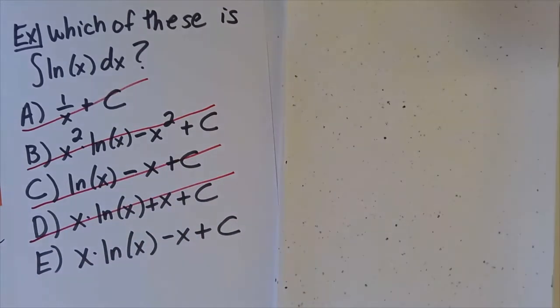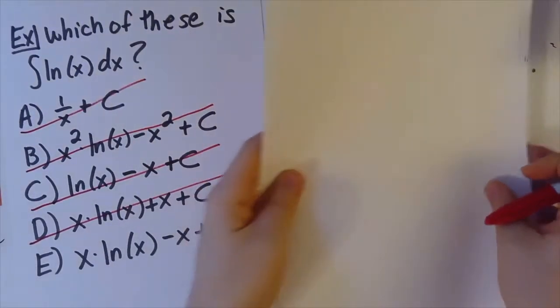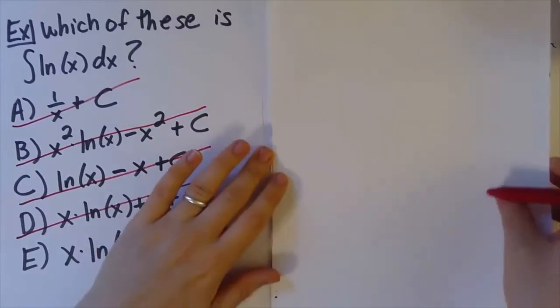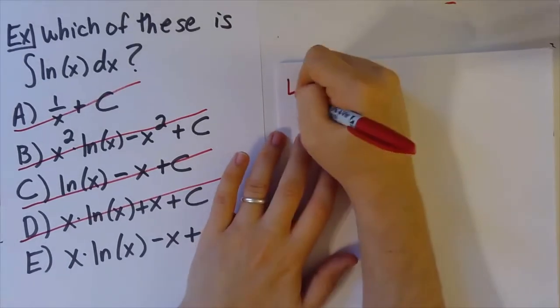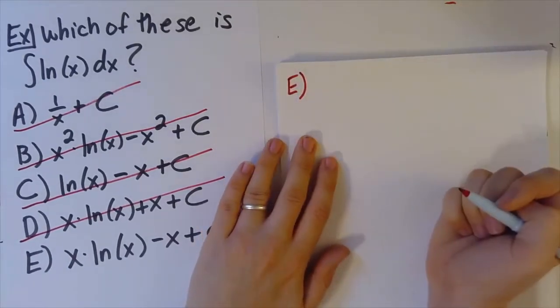So that means really it must be this one. But just for completeness' sake, let's go ahead and do it just to make sure you really believe that if you take the derivative of this thing, you really get natural log of x. So let's make sure I did not lie to you and give you no options that worked out.